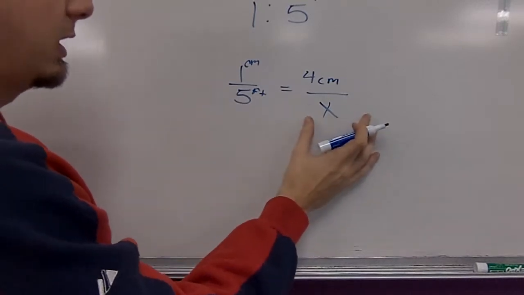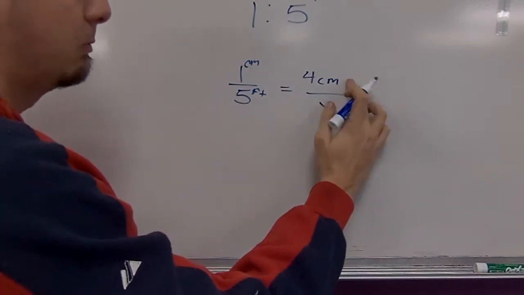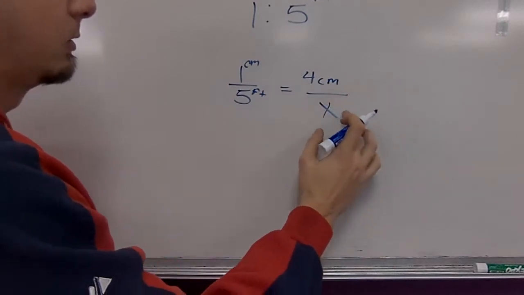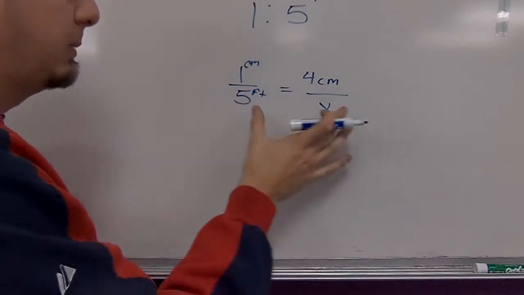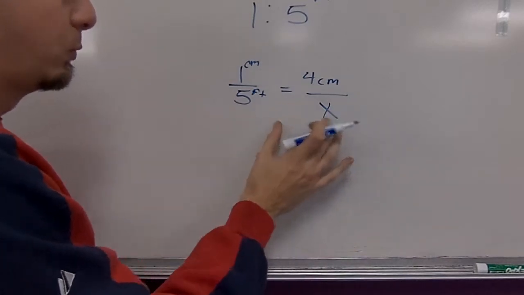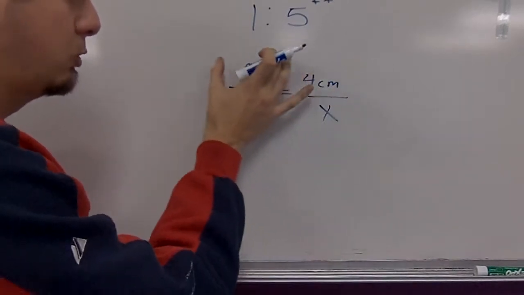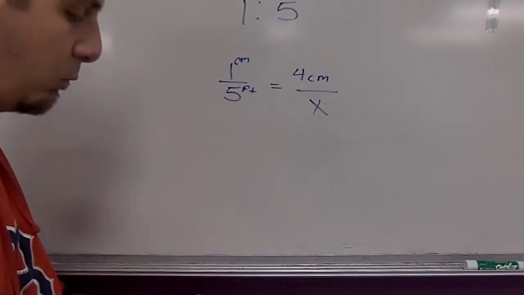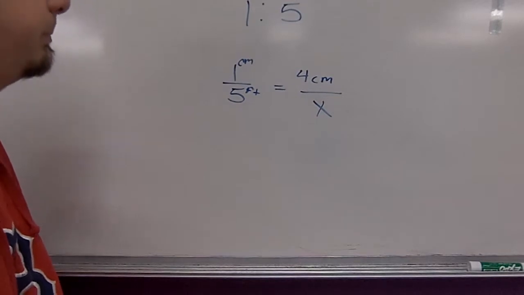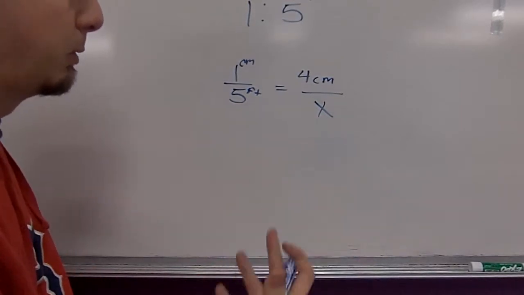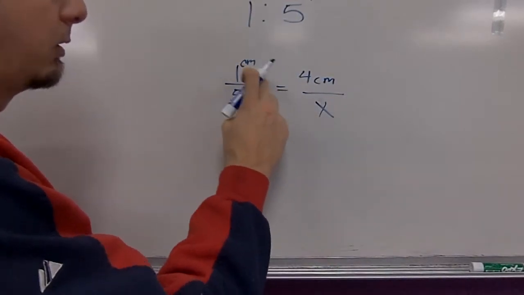So we're doing the same thing over here. We're saying the scale model has 4 centimeters. So how much does the original have? So we're keeping that same 1:5 ratio going over here. So these two fractions or ratios or scale factors should be equal. So what we would do is we would use our proportions equation where we cross multiply.